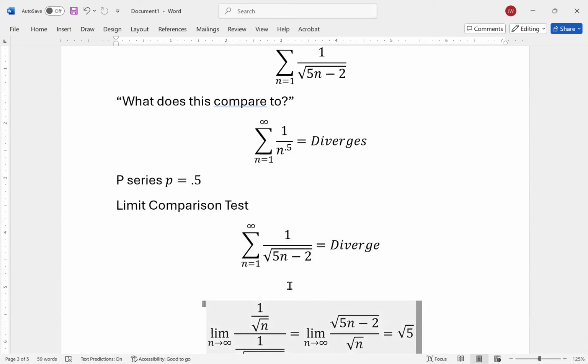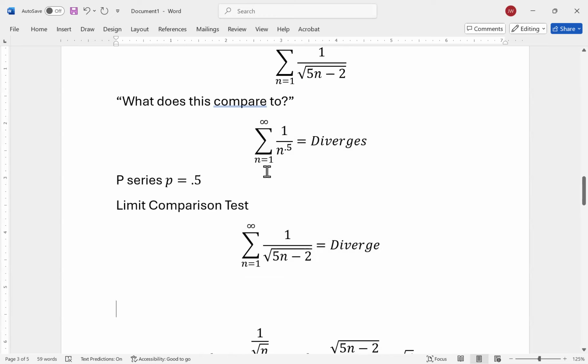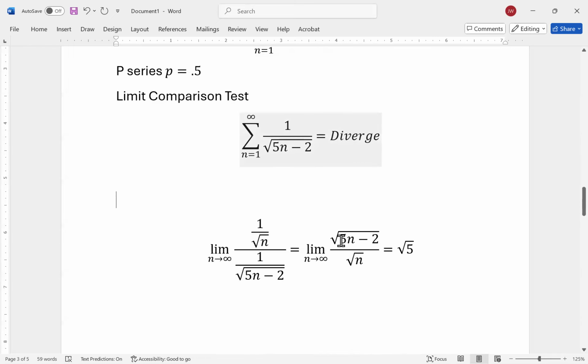Again, a lot of times I just ask myself, what do I compare this to? I write that down. I say that thing diverges. Therefore, the one I want to find is also going to diverge. And I skip the confirmation of the fact that the limits become a real number. I know it kind of in my head that that's going to happen. And so I might not write down this process.